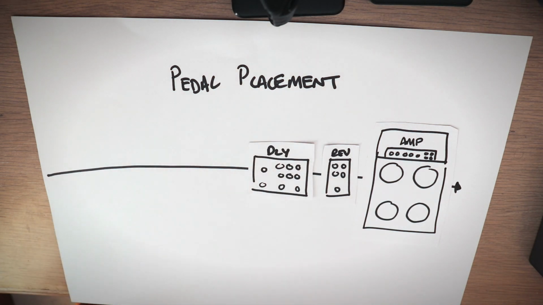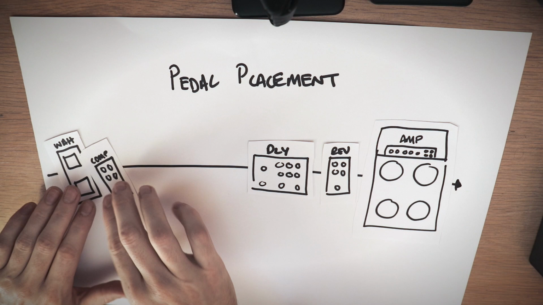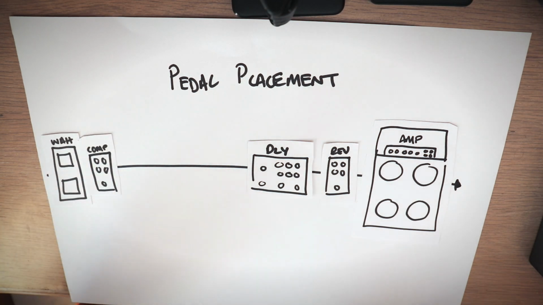At the very start of the signal chain, we have things like wah and compression. Now the order of those two is kind of interchangeable depending on the kind of sound that you want and the amount of dynamics that you want coming from the wah pedal. It's the kind of thing that you need to experiment with to find which way round you prefer.